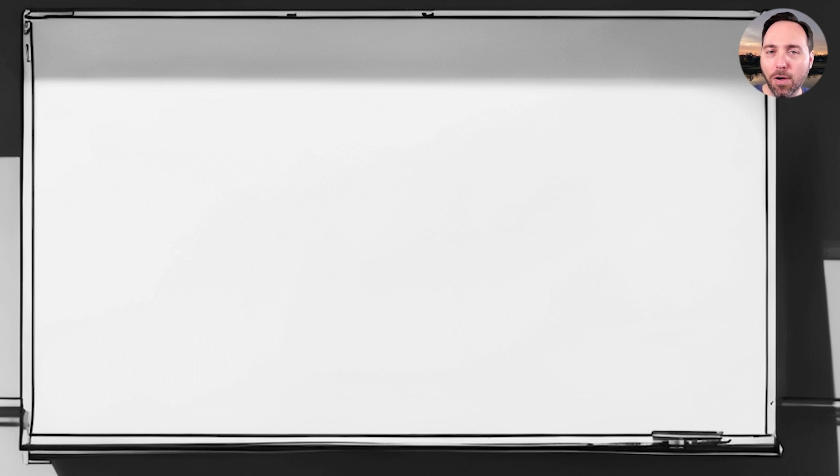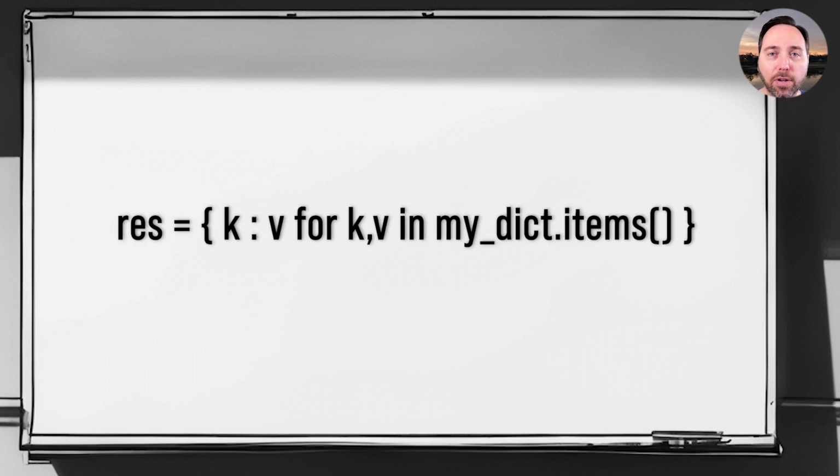But lists aren't the only thing that we can generate. We can also generate dictionaries and sets. In order to generate a dictionary, we've got a slightly different syntax. In this case, we have a dictionary called my_dict. This dictionary contains a series of key-value pairs.